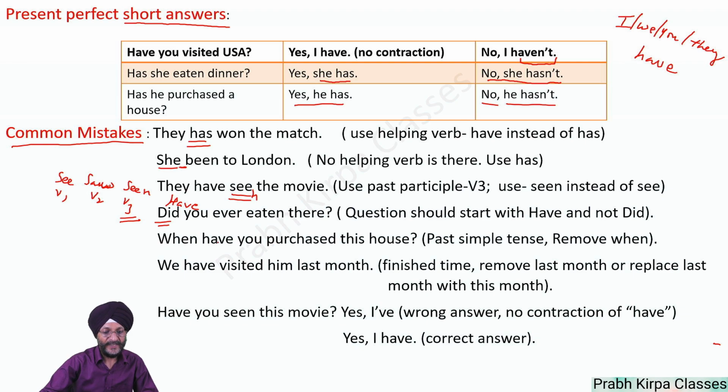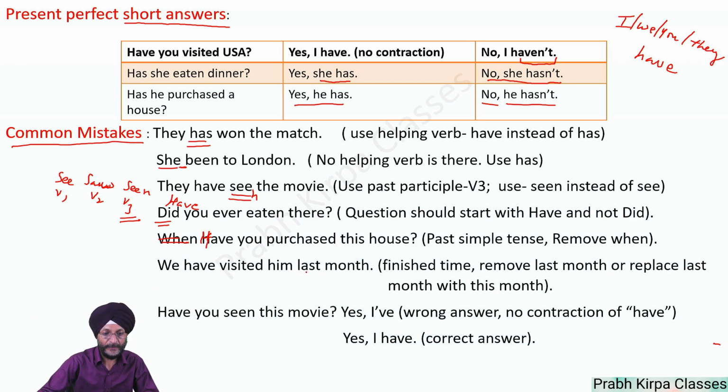Next question, when have you purchased this house? In the case of present perfect, we do not use the word when. When is used when the time is already finished. It is used in the case of past simple tense. So we will remove when, and the question will be, have you purchased this house?